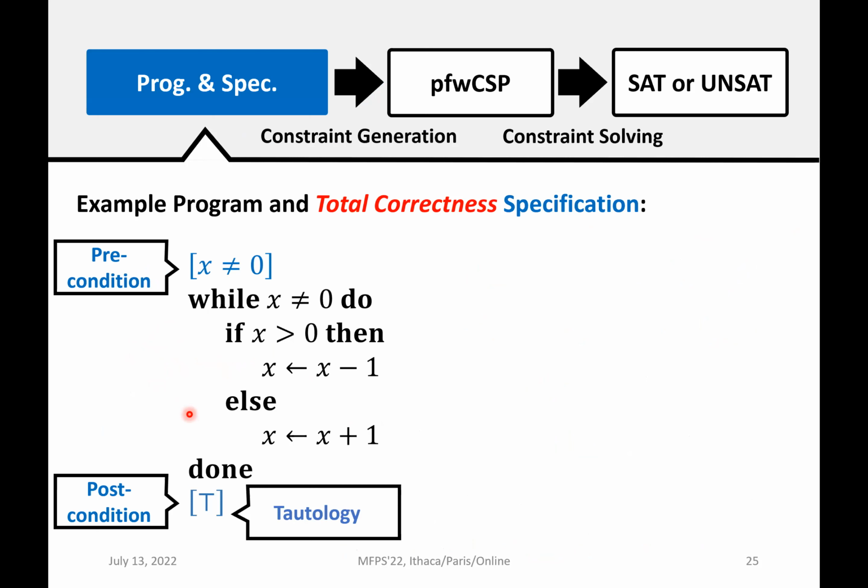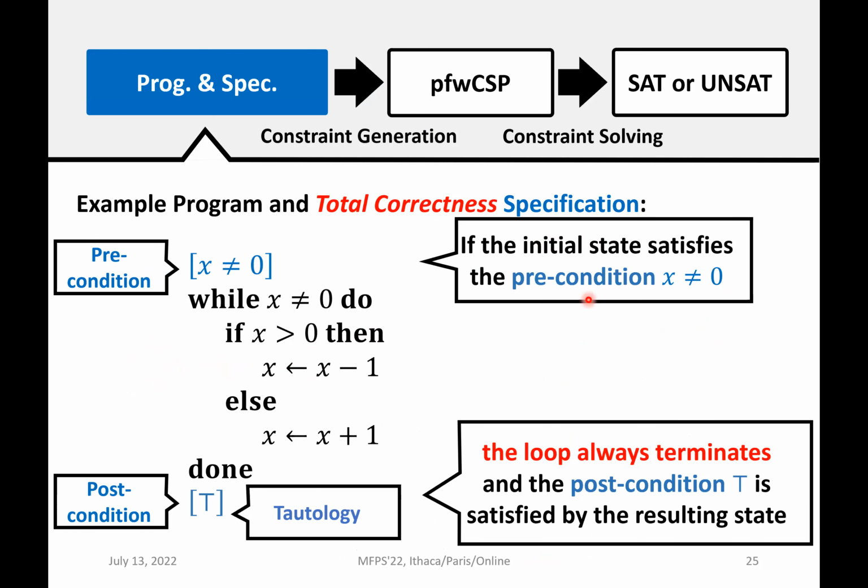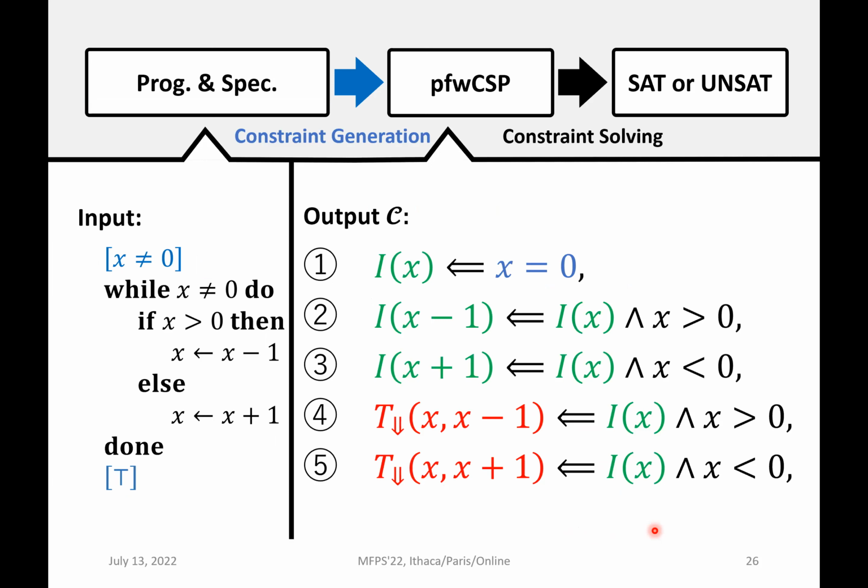Next, I will use this example and total correctness specification to explain how to use a well-founded predicate to prove termination of the program. We want to verify that if the initial state satisfies the precondition, then the loop always terminates and the postcondition is satisfied in the resulting state. The verification problem is again reduced to a constraint solving problem consisting of 5 clauses.